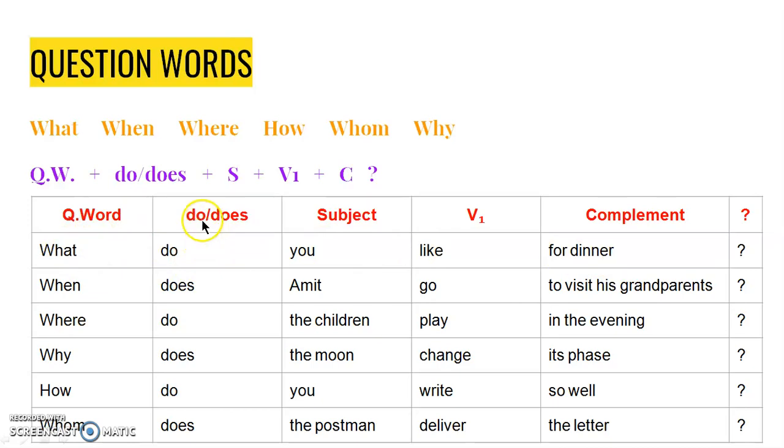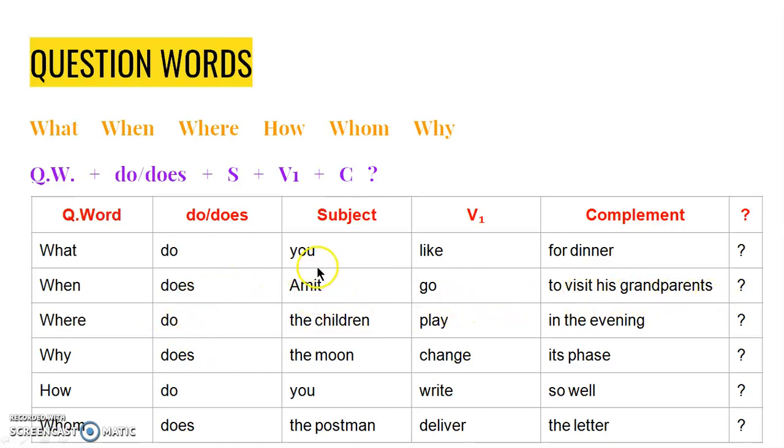So it starts with the question word what. Then our subject here is you. So you are going to take help of do. So what do you? Then V1 form is like. Then complement is for dinner. Okay. Then question mark.